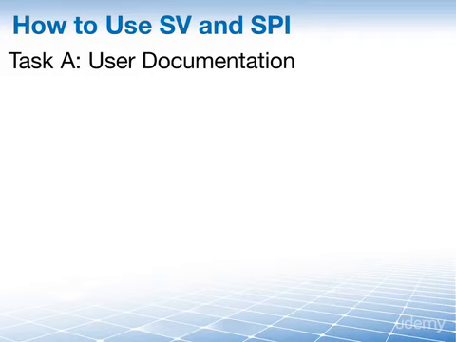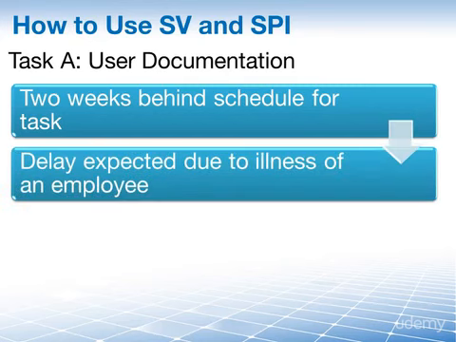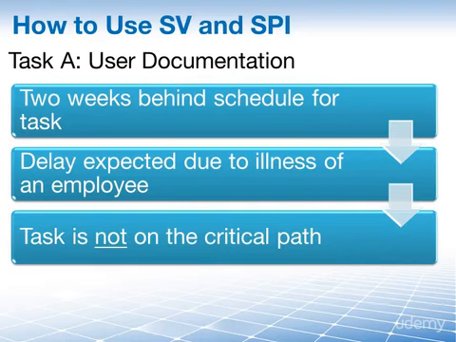We already talked twice about the schedule variance and the schedule performance index, so how do you actually use them? Let's consider this example here where in task A we are supposed to create a user documentation, and we know that we are 2 weeks behind schedule for this task. You actually expected to be behind schedule at this time due to the illness of an employee. Also, this task is not on the critical path, so it will not delay the finish of the project. However, the customer has stated that they would accept a late delivery of the user documentation anyway.